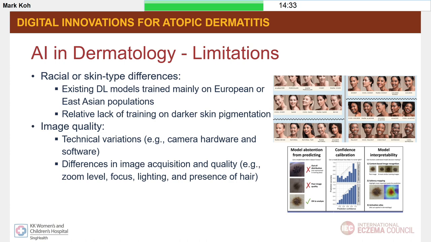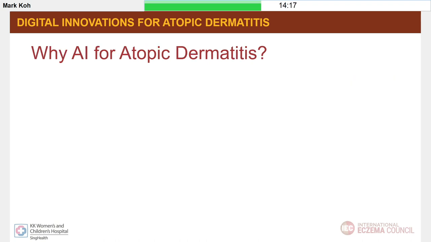And of course, image quality. All of us have different phones, all of us have different cameras, and lighting is very important as well. So how do we get standardized images to develop AI for eczema? And of course, medical legal implications. If you miss a mycosis fungoides, who do we sue, or who do patients sue? So there are all these things which still need to be worked out.